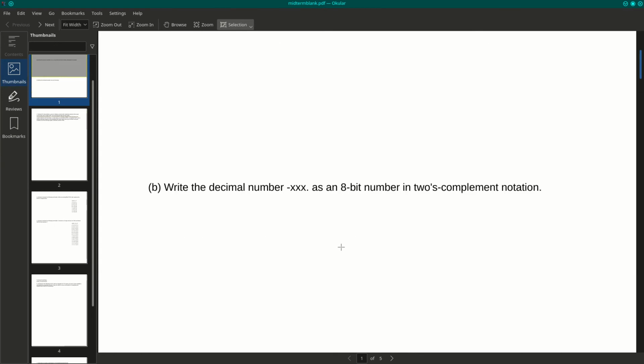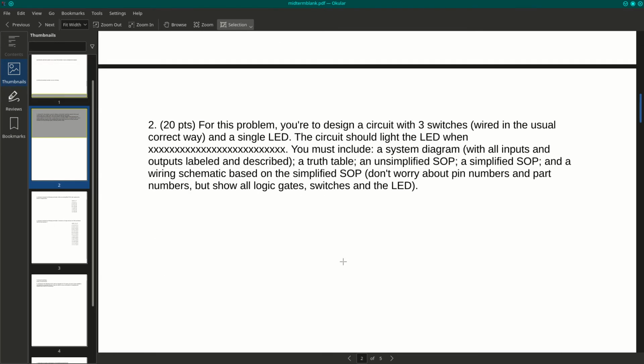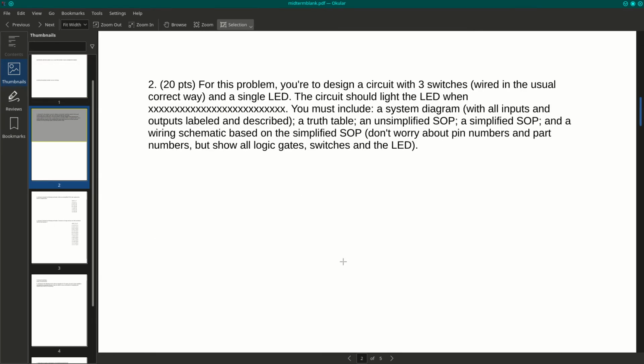All right, that's question 1. That's 15 points. Question 2, you're going to design a circuit with 3 switches and a single LED. The circuit should light the LED when, and I've skipped the details here, but I'll tell you when the LED should be on, and then you're going to have to write a system diagram.